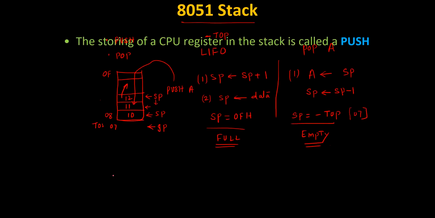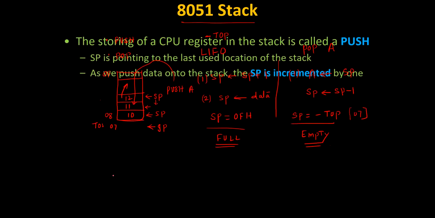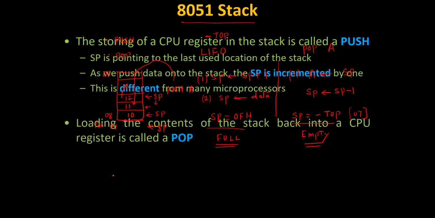Just to brief, storing the CPU register in the stack is called push. SP points to the last used location of the stack. As we push the data onto the stack, SP is incremented by 1. This is different from many microprocessors.